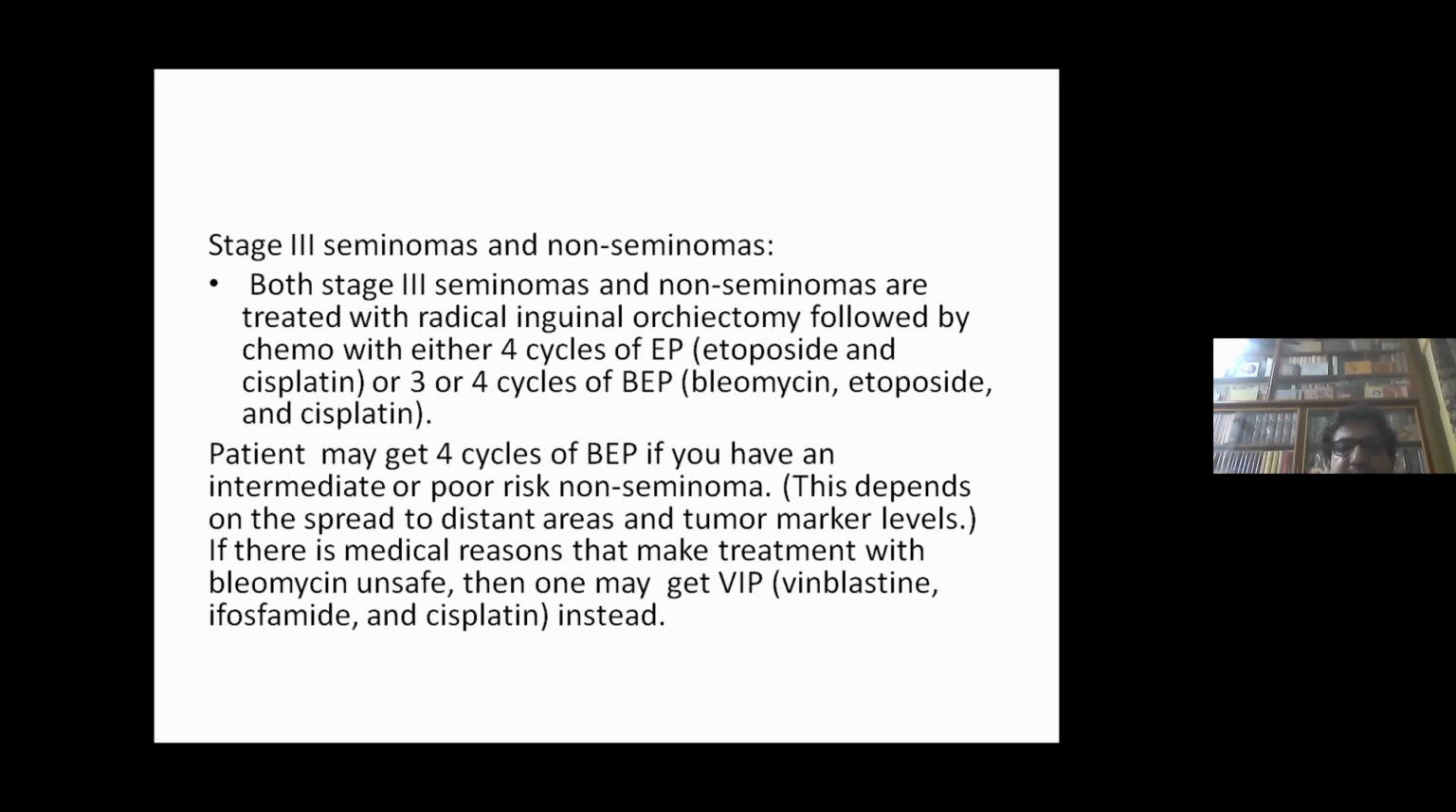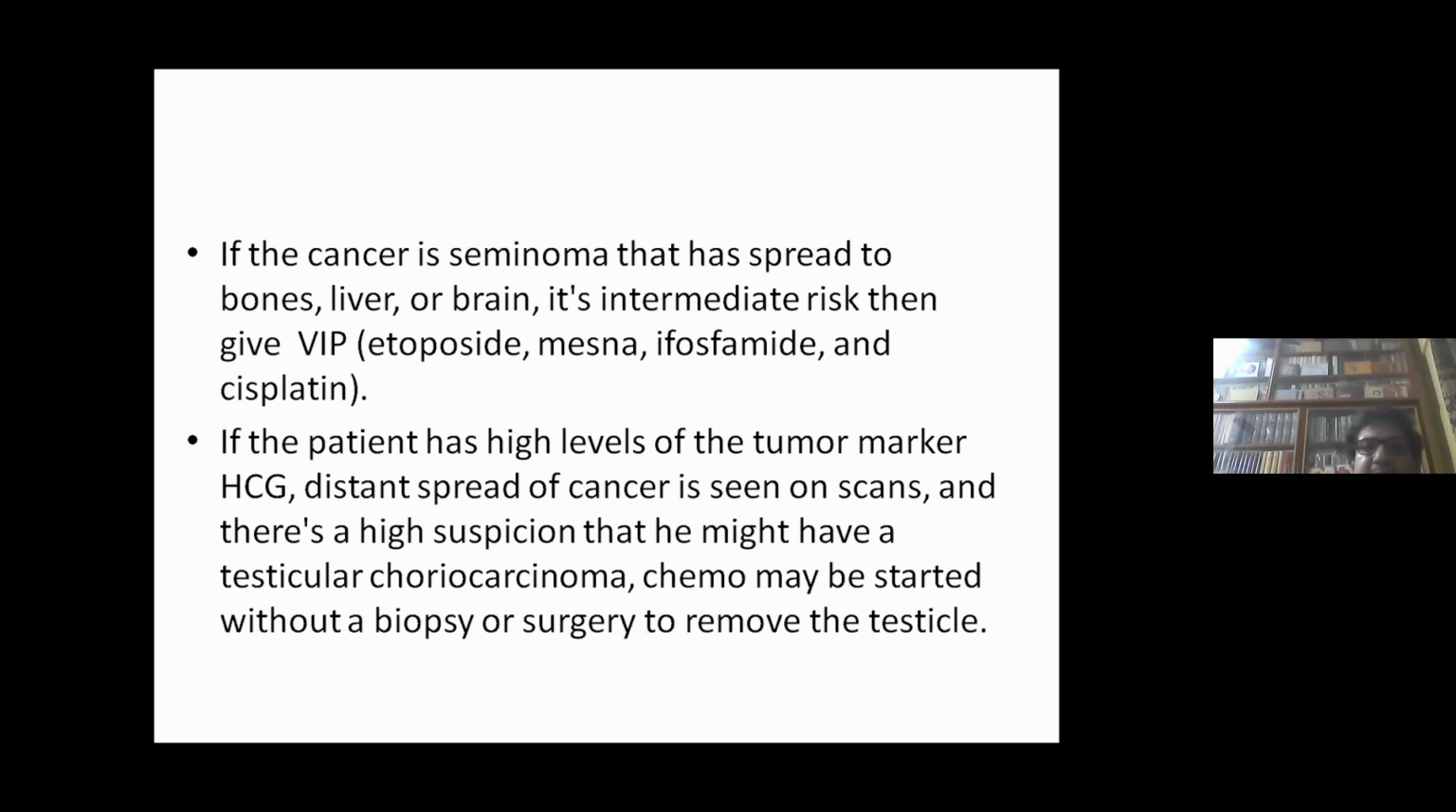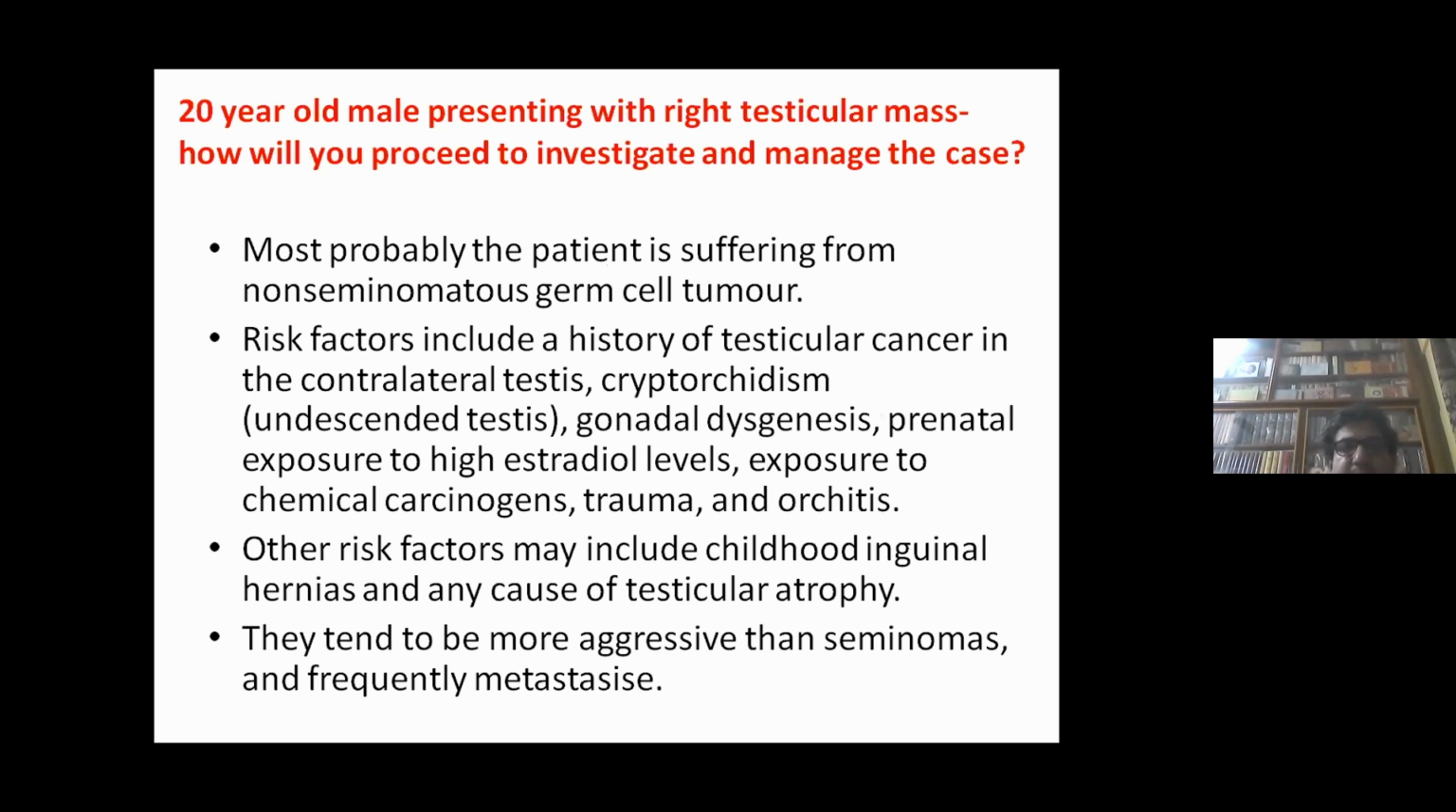If there are medical reasons that make treatment with bleomycin unsafe, then one may get VIP, that is vinblastine, ifosfamide, and cisplatin. If the cancer is seminoma that has spread to bones, liver, or brain, it is intermediate risk, then give VIP. If the patient has high levels of tumor marker HCG, distant spread of cancer is seen on CT scans, and there is a high suspicion that they might have a testicular carcinoma, chemo may be started without biopsy or surgery to remove the testicle.